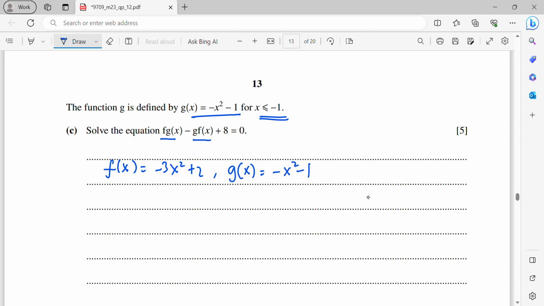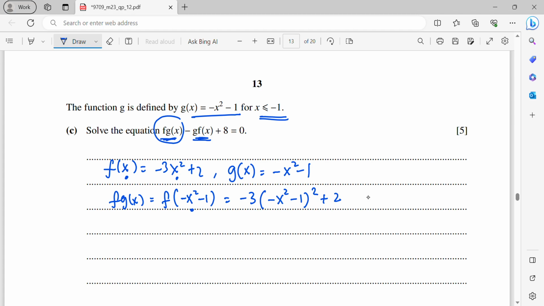So to get fg(x), fg(x) is f of g(x). So you replace the x in your f(x) now by -x² minus 1. So all the x must be replaced. So I will get -3 bracket, -x² minus 1, then squared, plus 2. Okay, so you can leave it in this form or you can simplify it, because later I need to substitute into here. Probably I will just simplify now.